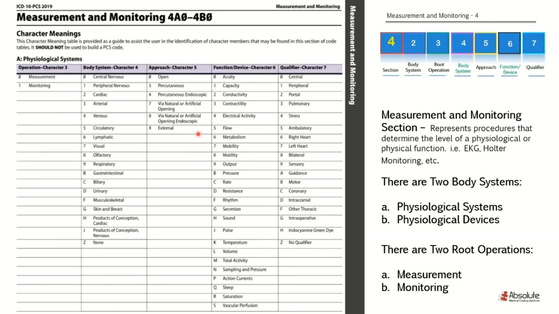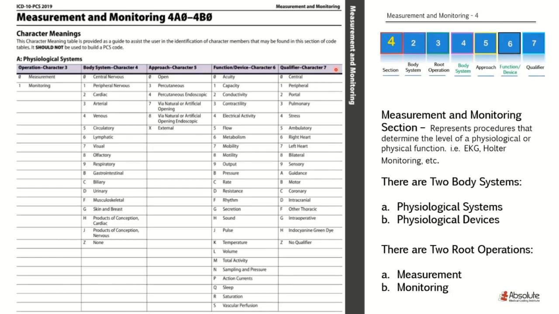And we have the following approaches: open, percutaneous, endoscopic, via natural or artificial opening, via natural or artificial opening endoscopic, or external. The function or device, character 6, these are things that are left on or in the body: acuity, capacity, conductivity, contractility, electrical activity, flow, metabolism, mobility, motility, output, pressure, rate, resistance, rhythm, secretion, sound, pulse, temperature, volume, total activity, sampling and pressure, action currents, sleep, saturation, vascular perfusion.